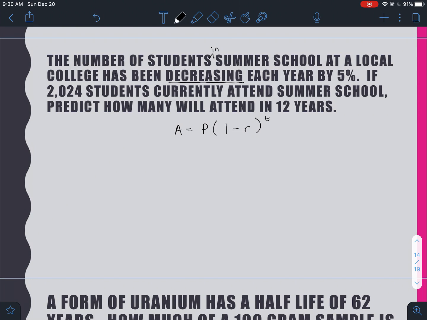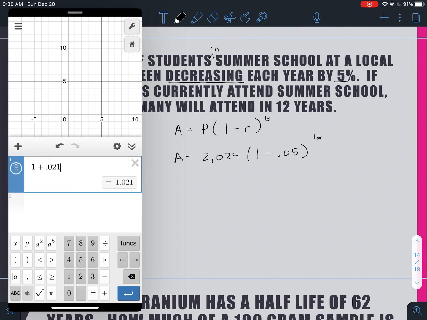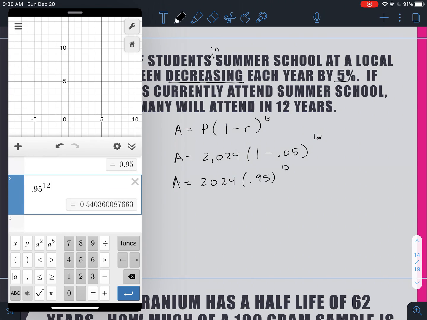So the final amount will equal the original amount, and then it's going to be 1 minus R this time because it's decreasing, and then raised to the number of years. So currently there's 2,024 students, and then 1 minus the rate. Well, the rate is 5%, so 0.05. And then we want to know after 12 years, how many students would you predict to have in the summer school program? So we are going to do 1 minus 0.05, and we get 0.95. So A equals 2024 times 0.95 raised to the 12th power.